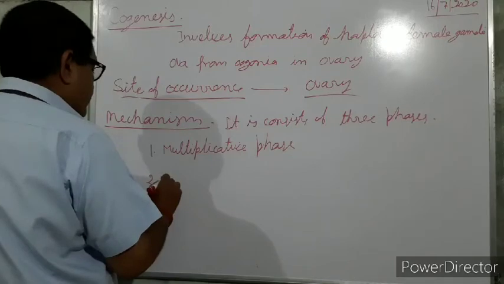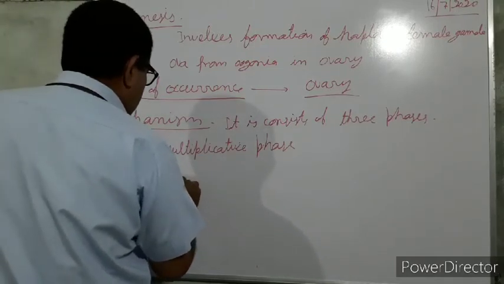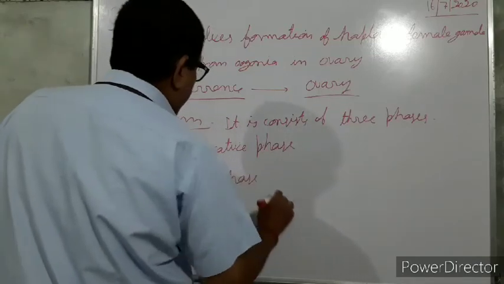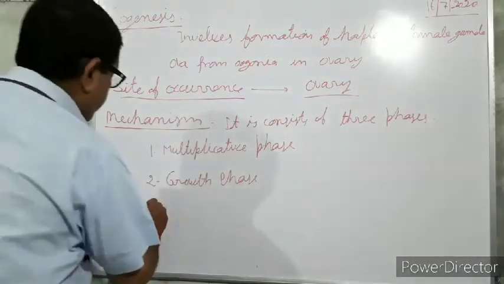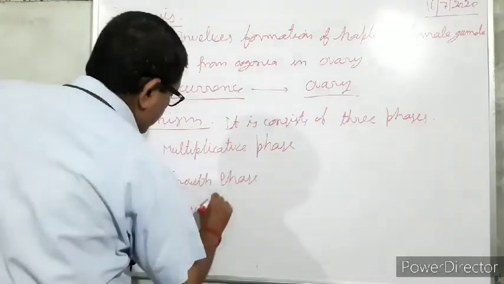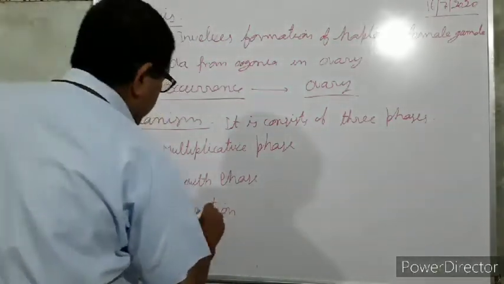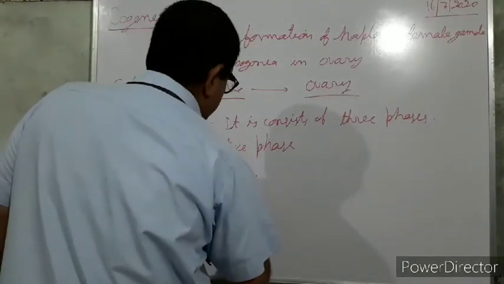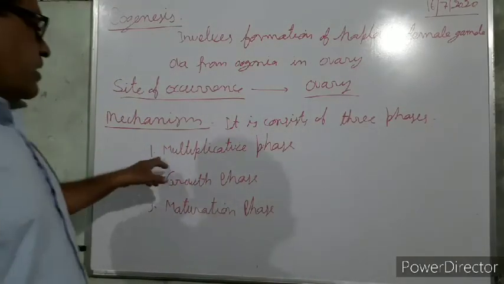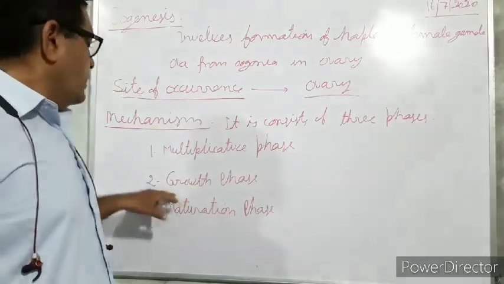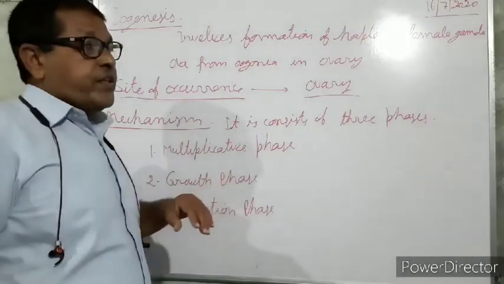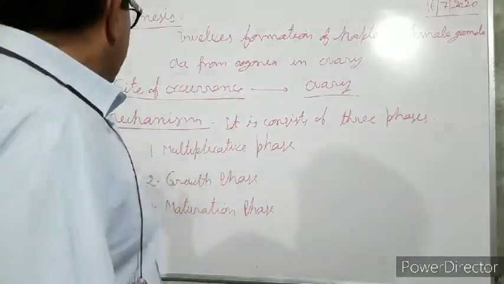Second one is the growth phase. And third one is the maturation phase. So three phases are there. One is multiplicative phase, growth phase, and the other is maturation phase. So we will discuss one by one.